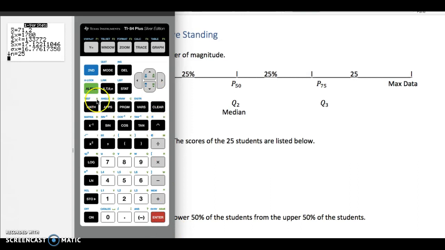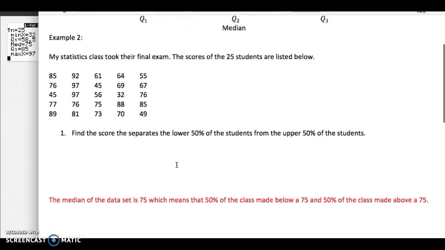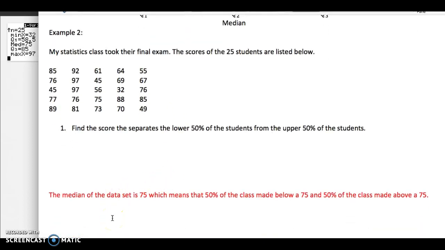Press enter. And so it's going to give us the average, the standard deviation, all that information, but we're not looking for that. We're actually looking for the median. Well, the median is 75. So if I ask you to find the second quartile or the 50th percentile, that's the same thing as the median. The calculator gives it to us as the median. The median of the data set is 75, which means 50% of the class made below a 75 and 50% of the class made above a 75.